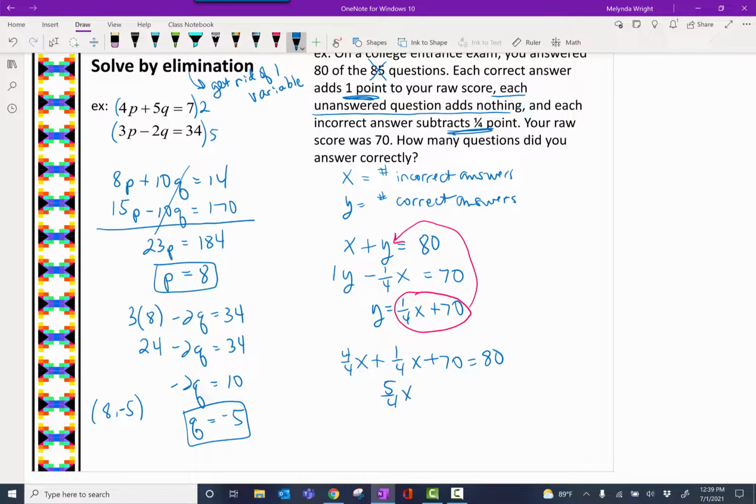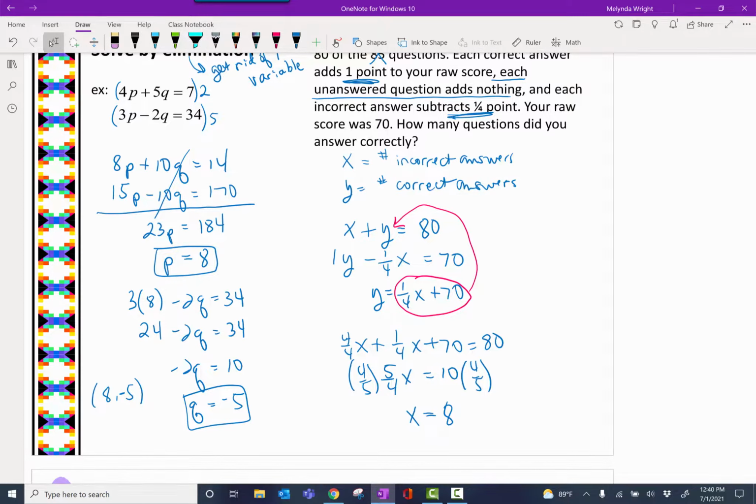We move the 70 over, and we get 80 minus 70 is 10. Now, if you recall how to solve for x when you have a fractional coefficient, one way, I think the fastest way, would be to simply multiply both sides by the reciprocal. So we know 4/5 times 5/4 is just 20/20, which is 1. Let's see, 5 goes into 10 twice. 2 times 4 is 8. So we know that we got 8 problems incorrect.